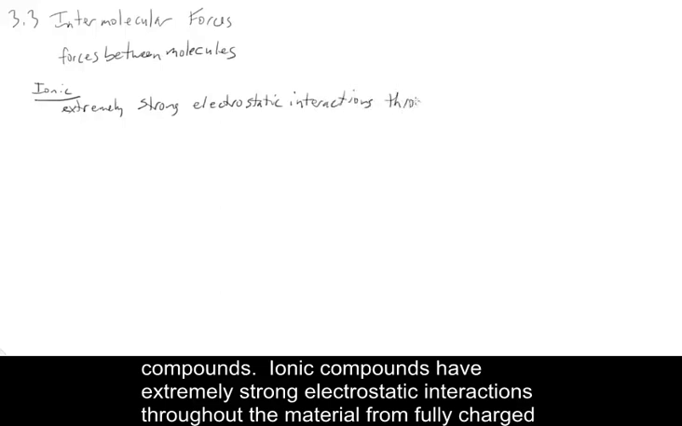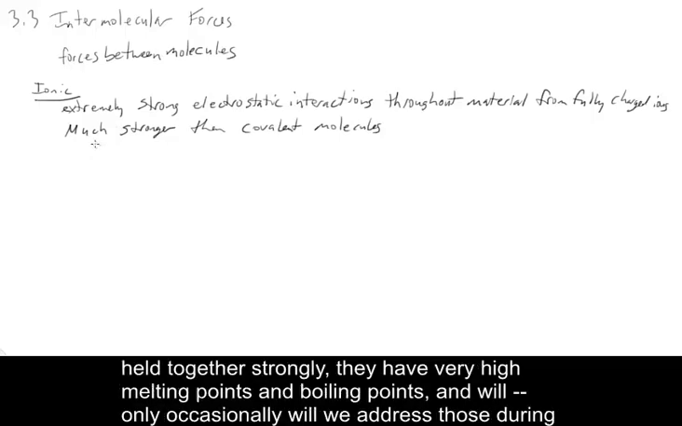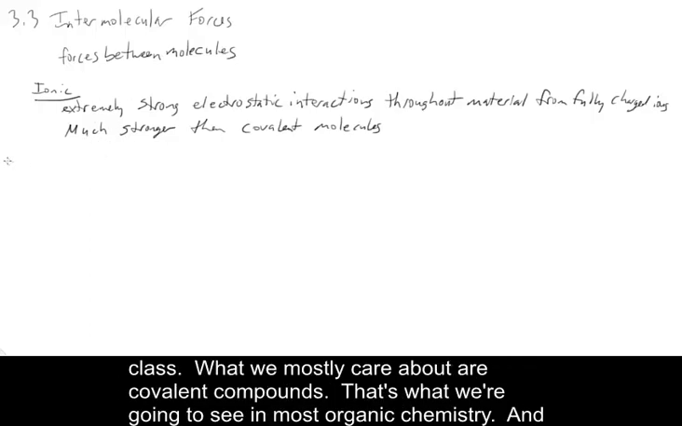Throughout the material, from fully charged ions. These are much stronger than intermolecular forces are in covalent molecules. So ionic compounds are really held together strongly. They have very high melting points and boiling points, and only occasionally will we address those during class. What we mostly care about are covalent compounds. That's what we're going to see in most of organic chemistry.